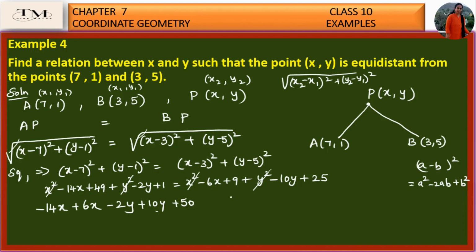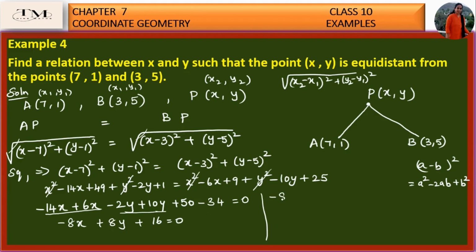So plus 34 will become minus 34 equal to 0. First taking the x term: minus 14x plus 6x, so it is minus 8x. Next the y term: minus 2y plus 10y, so 10 minus 2 is 8, so plus 8y. Plus 50 minus 34 is 16, so plus 16 equal to 0.